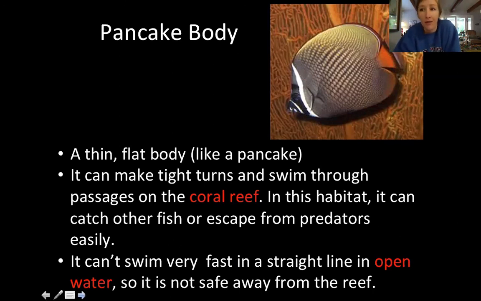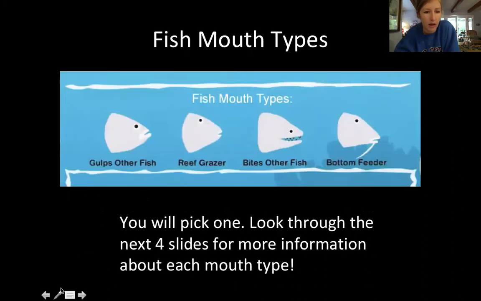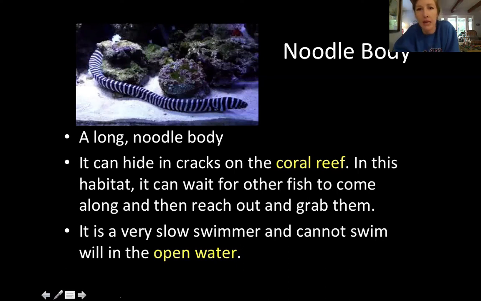Hey, let's read about the noodle body. Here we go. The noodle body, of course, is a long noodle body. It can hide in cracks on the coral reef. And in this habitat, it can wait for other fish to come along and then reach out and grab them. So it's sneaky. But it is a very slow swimmer and cannot swim well in the open water. This should say well. I made a spelling mistake.